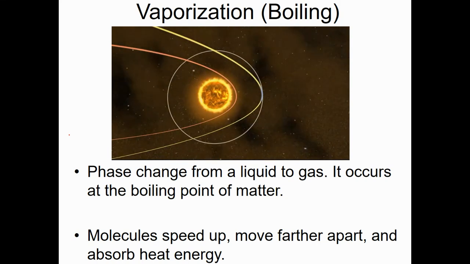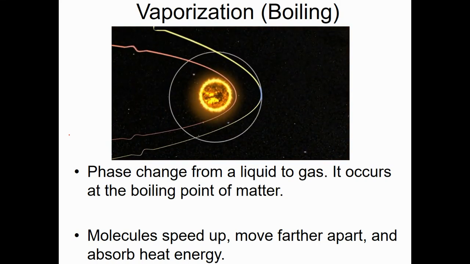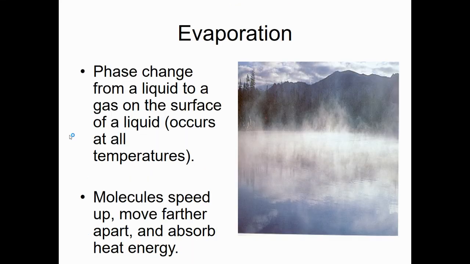It gives you a little bit of chemistry, a little bit of physics, a little bit of earth science, or I guess space science, all at once, okay? Now, evaporation is a phase change from a liquid to a gas. This can occur at a lot of different temperatures. It doesn't have to be at the boiling point. So if you've ever been out to a lake and you see that mist coming up off the lake in the morning, that's evaporation. Molecules are speeding up, they're moving further apart, they're absorbing heat energy, usually from the sun, and they are leaving the liquid state behind.